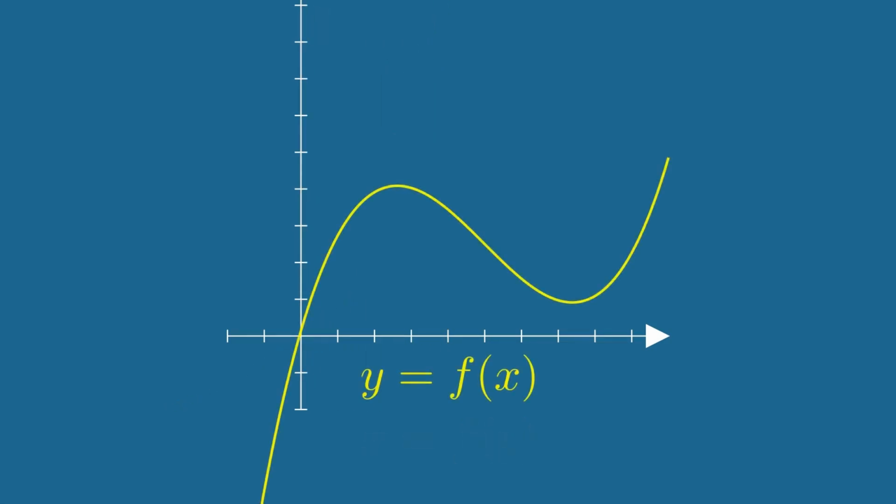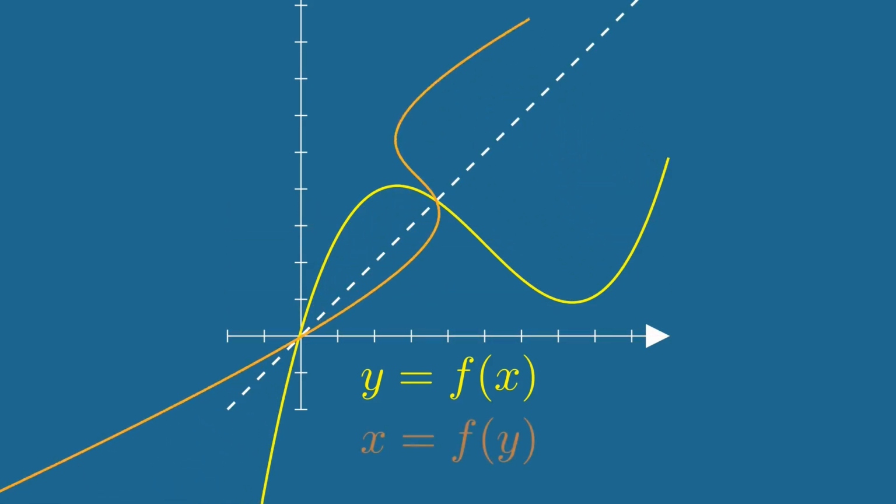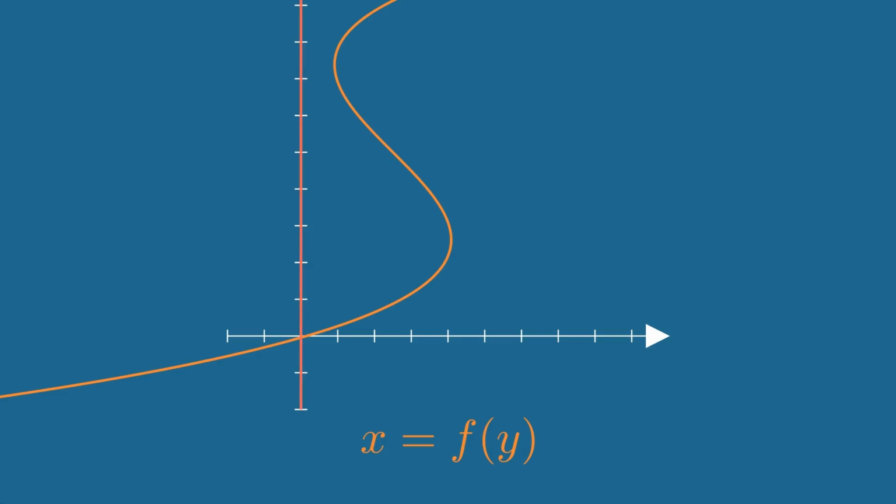Let's graph this non-one-to-one function. Many different inputs can have the same output. It fails the horizontal line test. And when we invert it, it is no longer a function, since it fails the vertical line test.